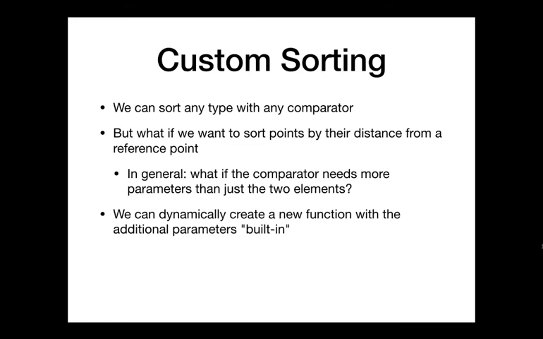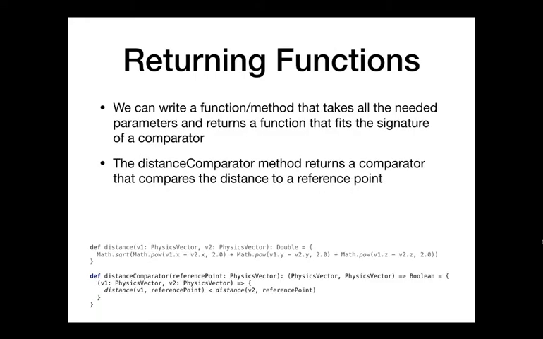And we're going to do that by creating a function at runtime that's going to have that third argument kind of baked into the function that we create. So what we're going to do is write a method that can create the comparator functions. So I have a method that's going to take in that reference point that I want to sort by the distance to, and I'm going to return a function in the format of my comparator. If I want to sort physics vectors, I'm taking 2 physics vectors and returning a Boolean. That's the type of function I want to return.